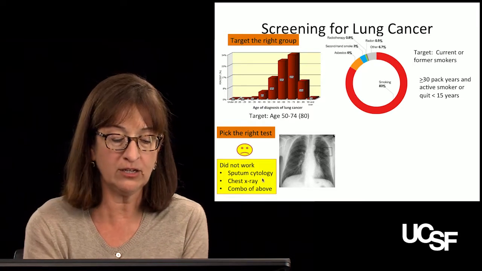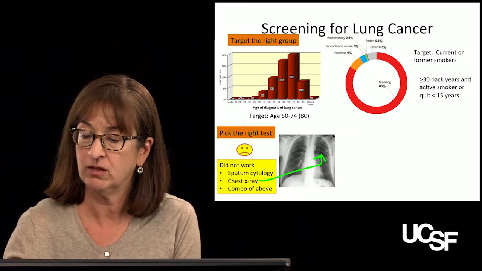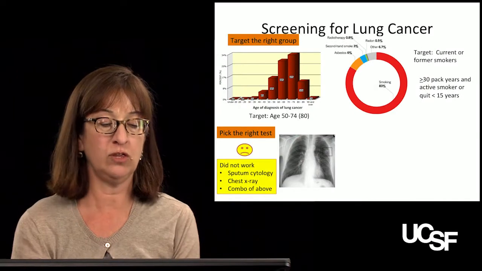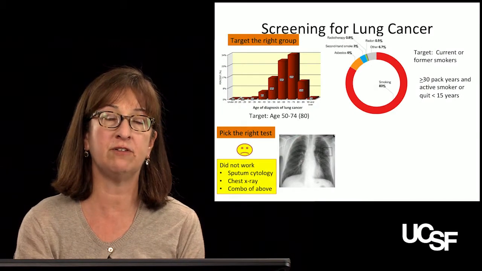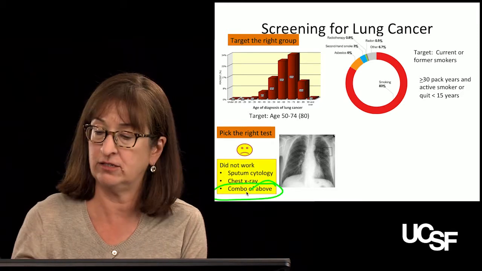Now, we keep showing this x-ray, so why isn't a plain chest x-ray a good screening mechanism? Well, this nodule is pretty apparent. It's somewhat peripheral. But if that nodule was in here or in here or in here or in here, you just wouldn't see it. So these two things were just not sensitive enough to pick up on lung cancer in smokers, and even the combination of that didn't work.